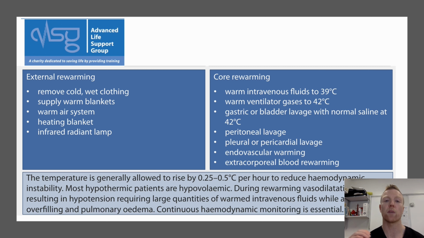ALSG or APLS has given us some excellent advice about how we can actively rewarm these patients, both externally by removing wet clothes, drying the patient off, and having the temperature of the room at an appropriate level, as well as core rewarming by giving them warm gases, fluids, and lavage. And care has to be taken about how we rewarm them. We don't want to rewarm them too quickly, as there are some known complications associated with that.